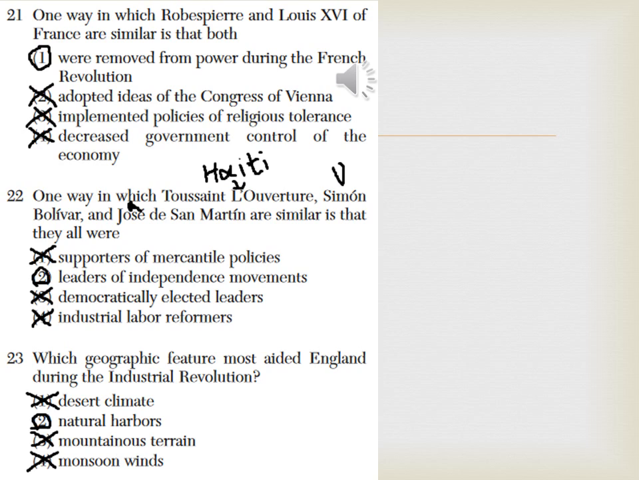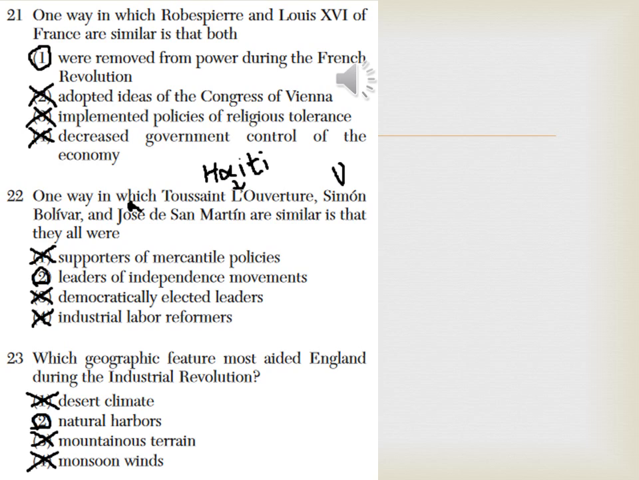Leaders of independence movements. So I made a little note. Toussaint Louverture, that's Haiti, Simon Bolivar, Venezuela, and Jose de San Martin, Argentina. So during the 19th century, I think, there were a lot of independence movements. There are many of them in Latin America. And those were some of the leaders whom you have to know for your regions.